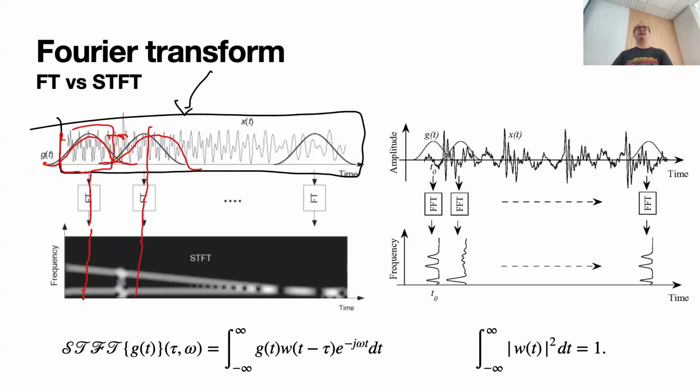And now there is a whole theory. What kind of window should we use? What kind of overlap? How should we move it? What's the length of the window? I'm not talking about any of this here. And if we do it over and over and over again, we can generate a figure like this.